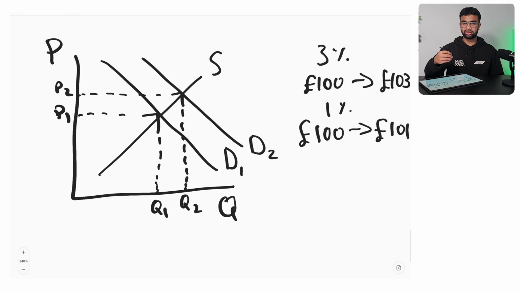So because of the fall in interest rates, we can see that the demand for houses has increased, and therefore the prices for houses have also increased. And that is how I answer this question.